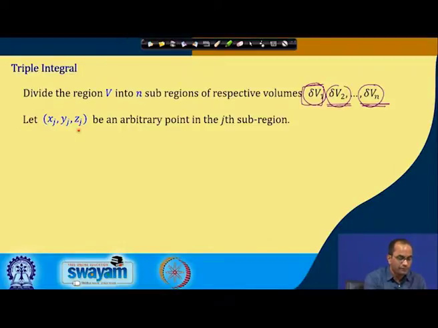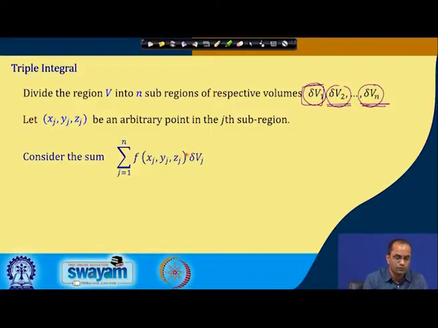Now we let a point (x j, y j, z j) be an arbitrary point in the jth subregion. It is very similar to what we have done in the 2-dimensional case. We divided the 2-dimensional domain into small sections, small cells, and in each cell we took a point, and the corresponding value of the function at that point was multiplied by the area, and that was summed up. Taking the limit of that sum, we introduced the double integral. So, here as well, we will consider this sum now.